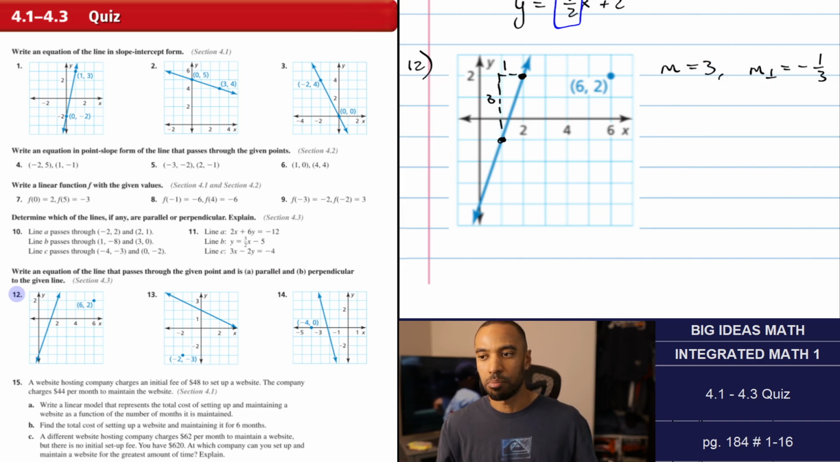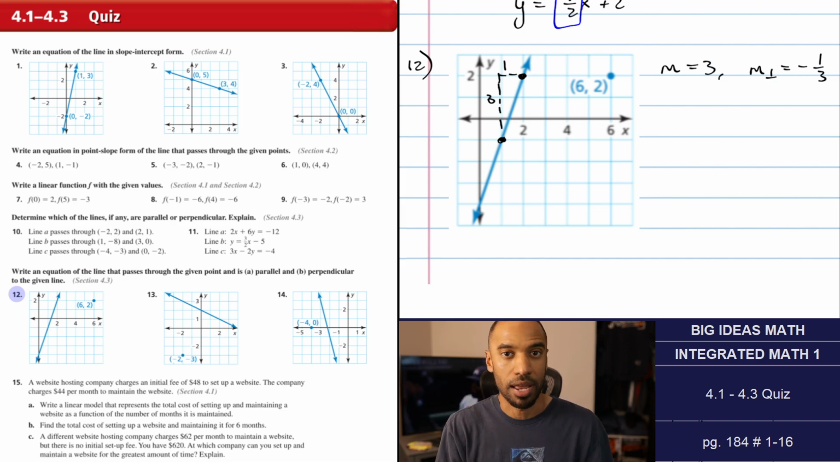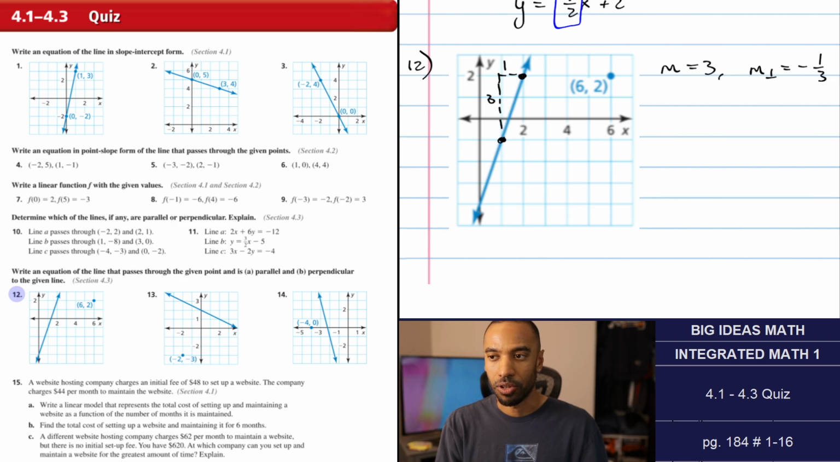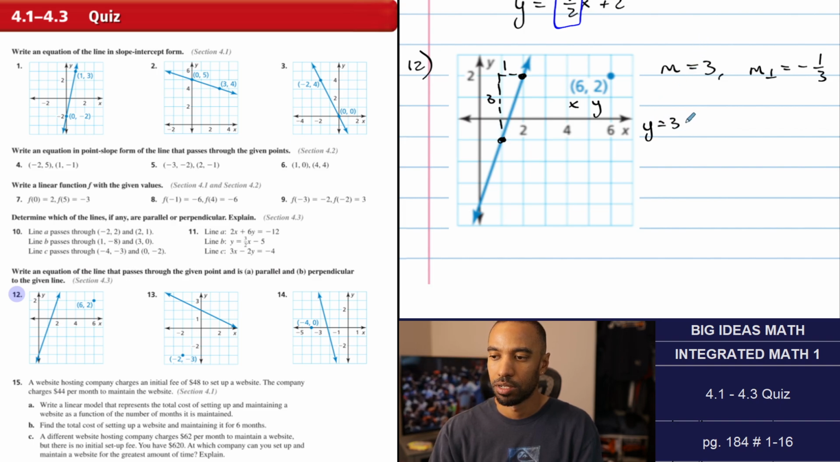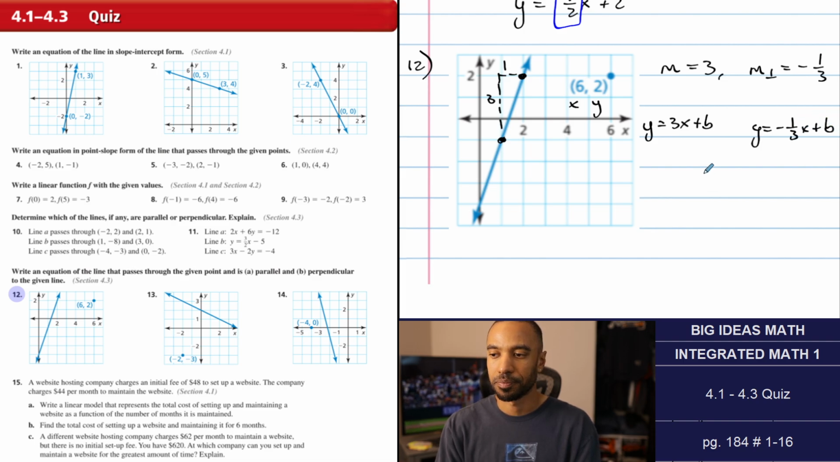Now, both of these can be used for us to end up writing an equation of either line, the parallel and the perpendicular. We have this x and y that we can substitute into our equation to find that. Remember our y equals mx plus b? For the parallel, it's y equals 3x plus some b, which we have to figure out. And for the perpendicular, it's y equals negative 1/3 x plus some b, like that.